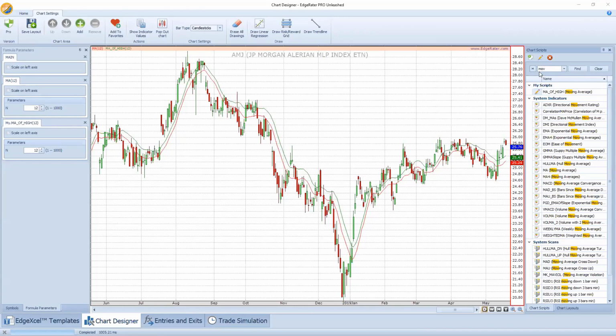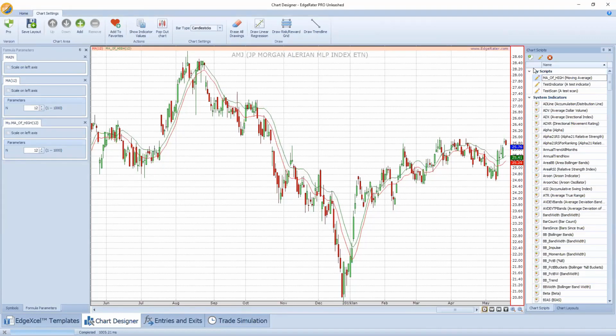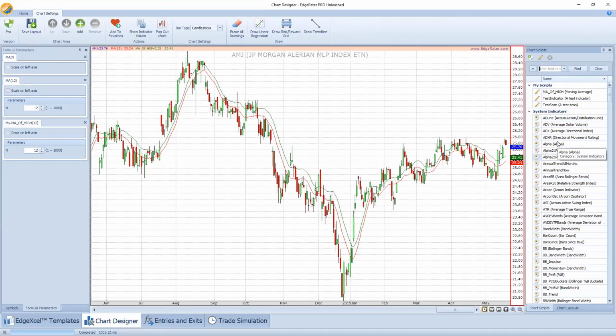So that's Wojtek again. If you're over in your chart designer and you're looking for a script, Control F, that's your normal Windows key for find, and that works in this list as well. Control F will put the little search box, and then you can start to try and find your indicators over there.